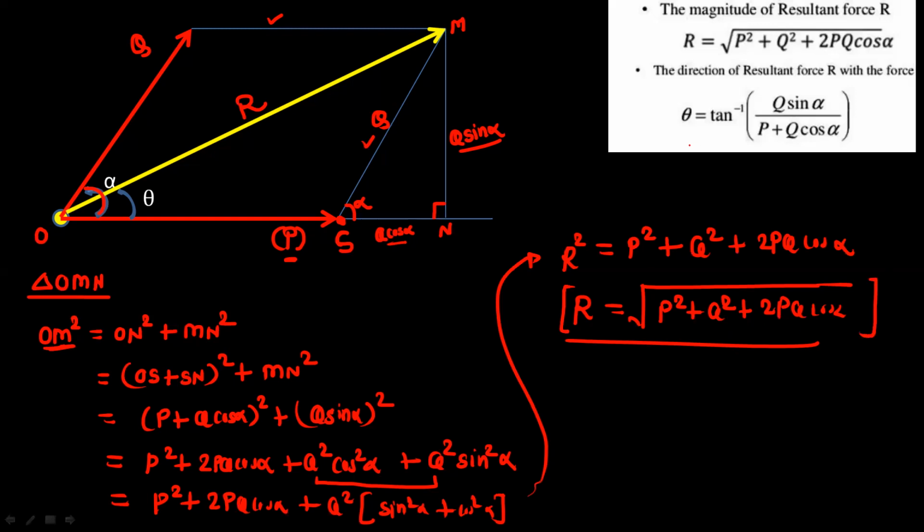Now, second, we need to decide the direction with respect to any one force. Just observe the same diagram. Here, this angle is theta with respect to force P. If I use tan theta for the same triangle, triangle OMN, what is the opposite side? MN is the opposite side. So tan theta is opposite upon adjacent, and the adjacent is ON. What is ON? It is the addition of OS plus SN.